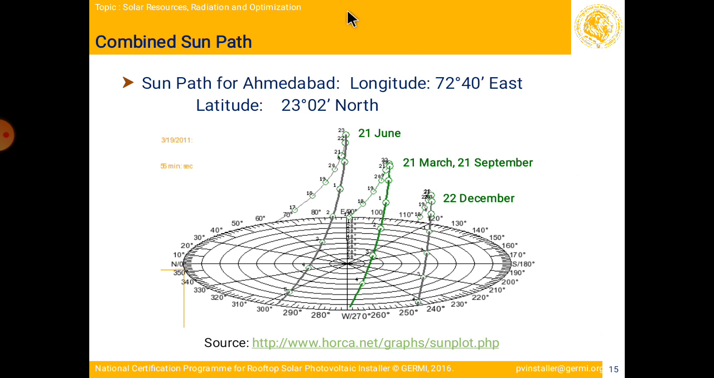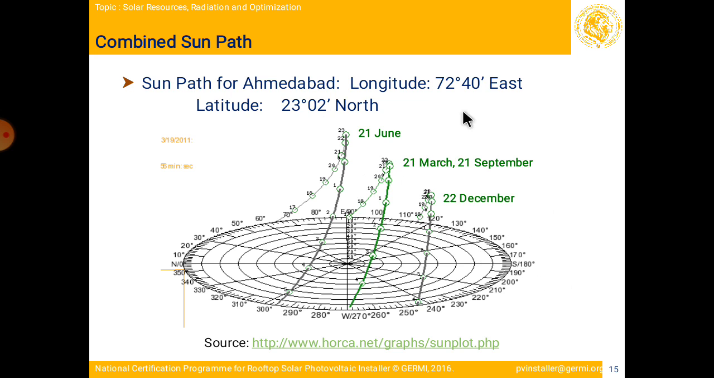Now this is the combined sun path. You can see that in June, in September, in December, this is the position of the sun, and that we have discussed in the previous slide. We have shown that throughout the year the sun path will be different. In June you can see that it is taking around 23 degrees north, and then in September it is changing, and in December it is changed again.